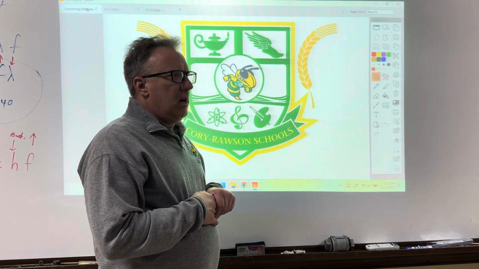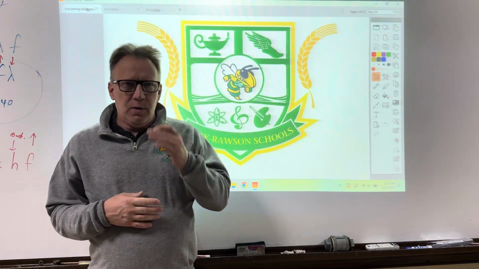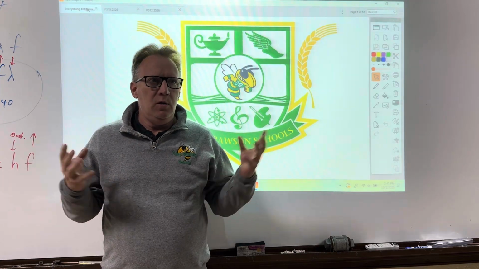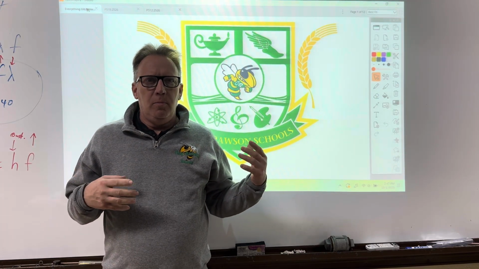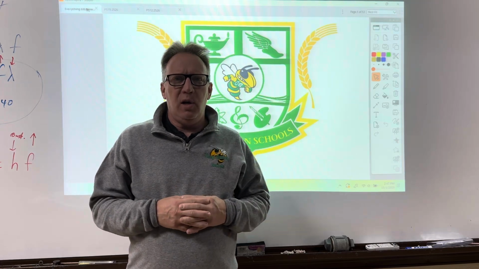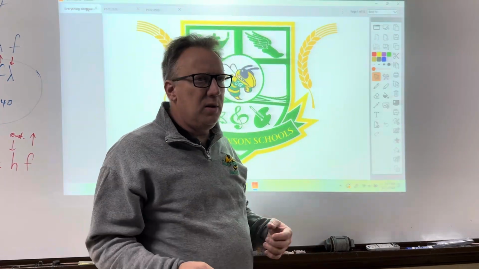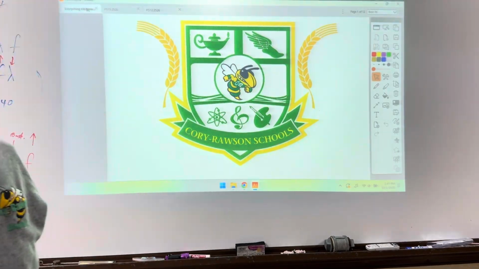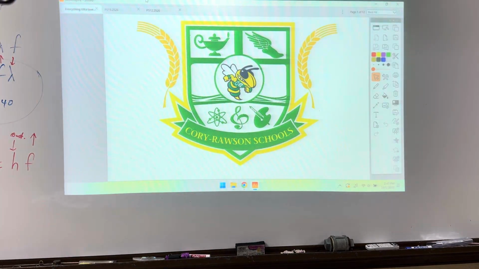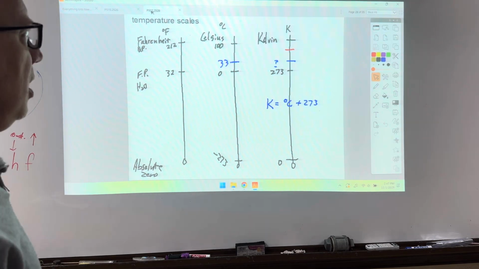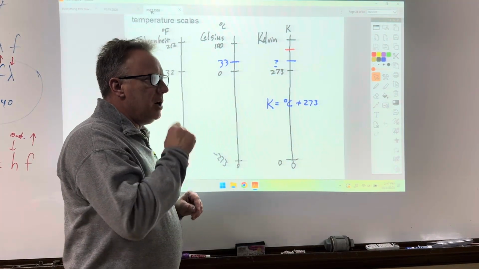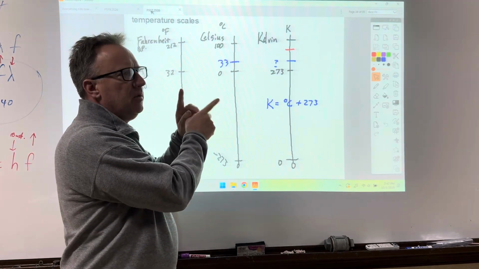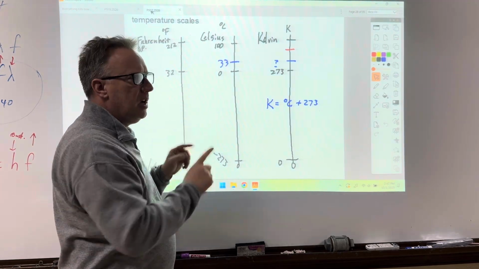One of the things I've really focused on in the last 10 years is making sure that you don't just pick up an equation and use it and not have a justification for where that came from. It should be theoretically correct. So I'm going to do an explanation of where the equations come from that you convert Celsius to Kelvin or Celsius to Fahrenheit, Fahrenheit to Kelvin.